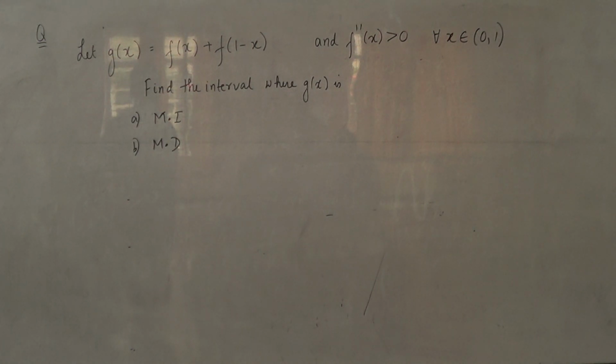What is the answer? 0 to half and half to 1. Okay. 0 to half is decreasing and half to 1 is increasing. Correct.